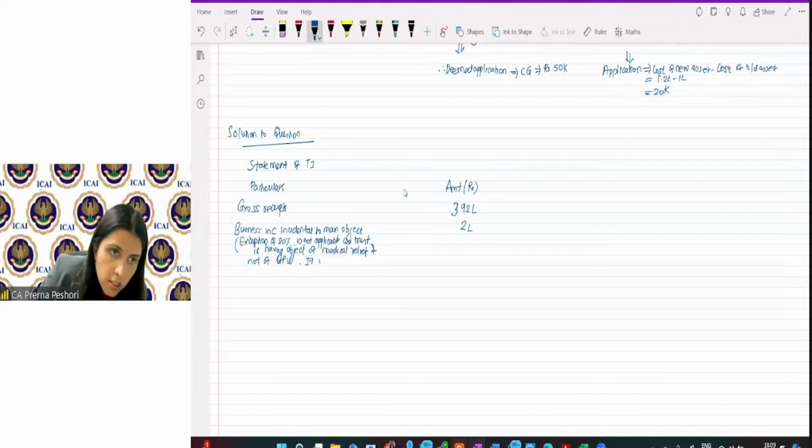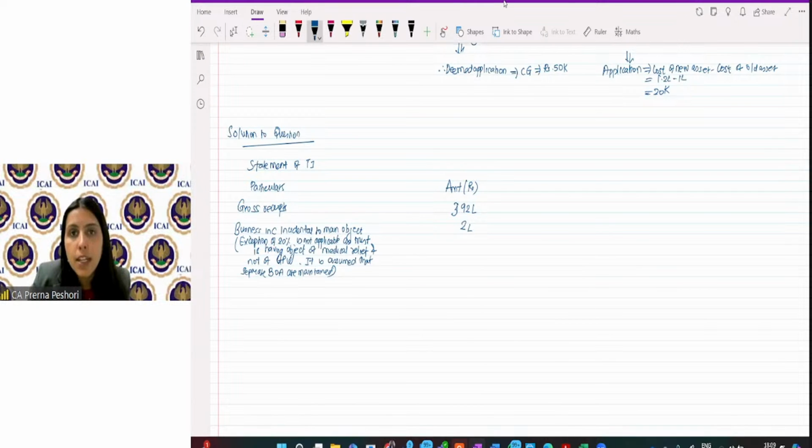It is assumed, in case of incidental business income, that separate books of accounts are maintained. Since the question doesn't specify anything, you will assume that the separate books of accounts are maintained. Mansha, we are assuming that they are maintaining the separate books of account.